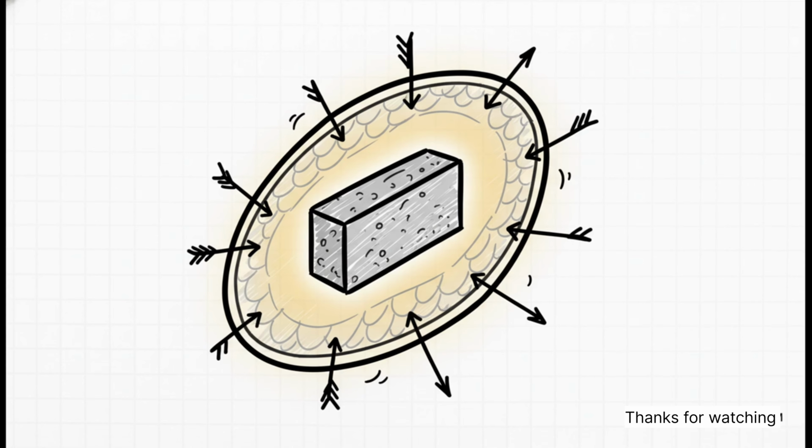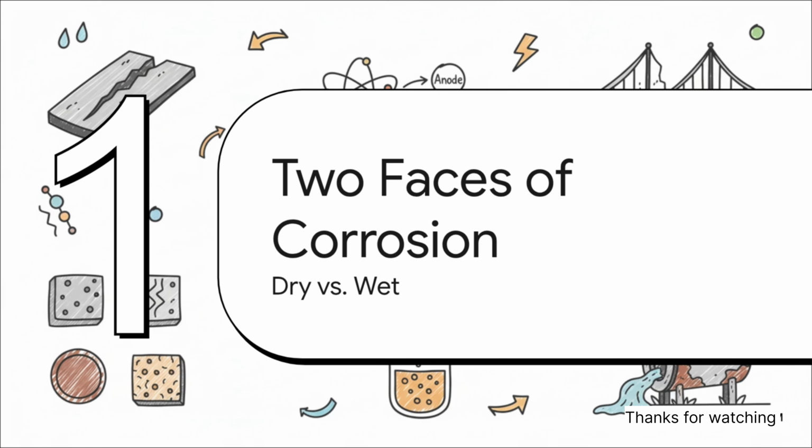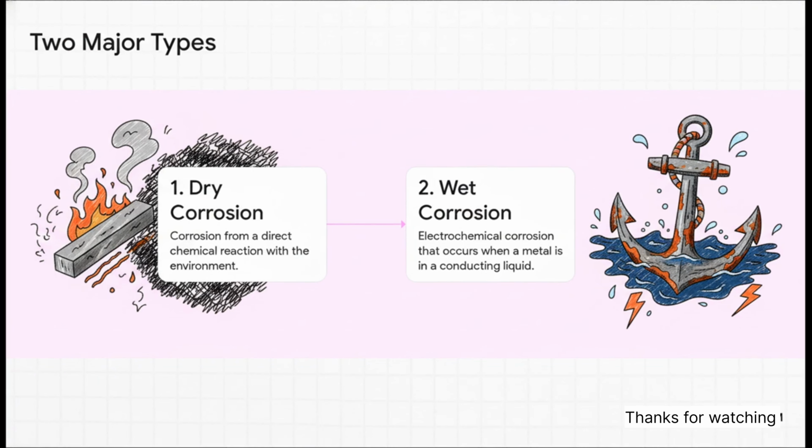That initial, super fast corrosion creates a suit of armor that's non-reactive and shields the rest of the metal from any more damage. It's just an incredibly clever bit of natural engineering. So finally, let's just quickly look at how scientists basically split all these different reactions into two main groups. In the end, it all boils down to one of two things: dry or wet corrosion.